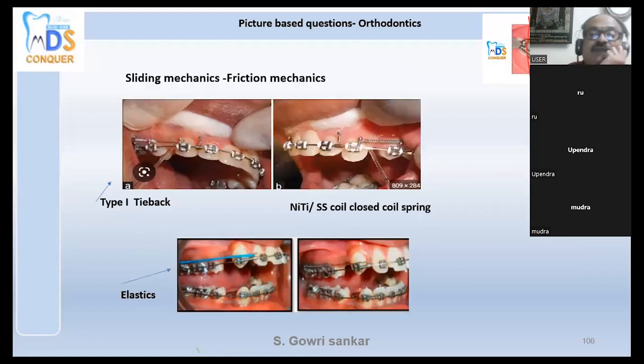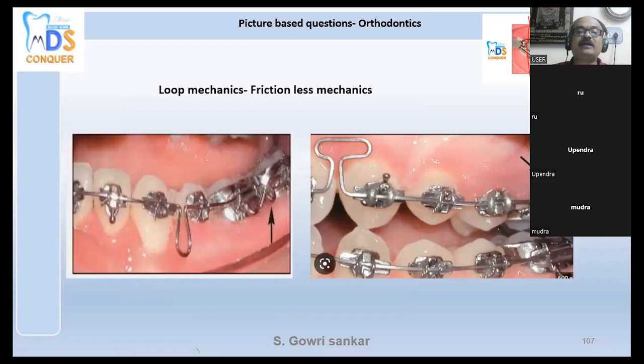Why is this called friction mechanics? The wire here, I am trying to move the canine. If I tie from canine to canine, the whole anterior segment is made to slide on the wire. The arch remains stable. The teeth move, the bracket moves on the wire. That is why it is called sliding mechanics. Since it is sliding, whenever two bodies slide over each other, there is friction involved. That is why it is called friction mechanics. You understand this?